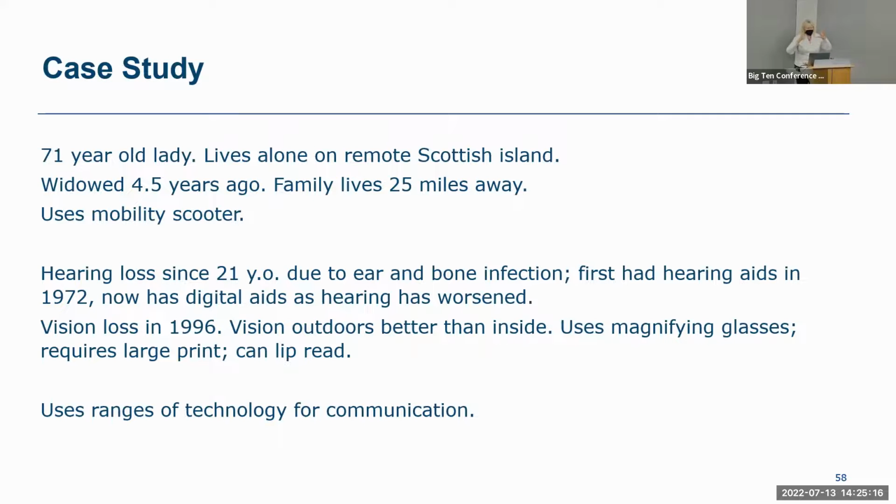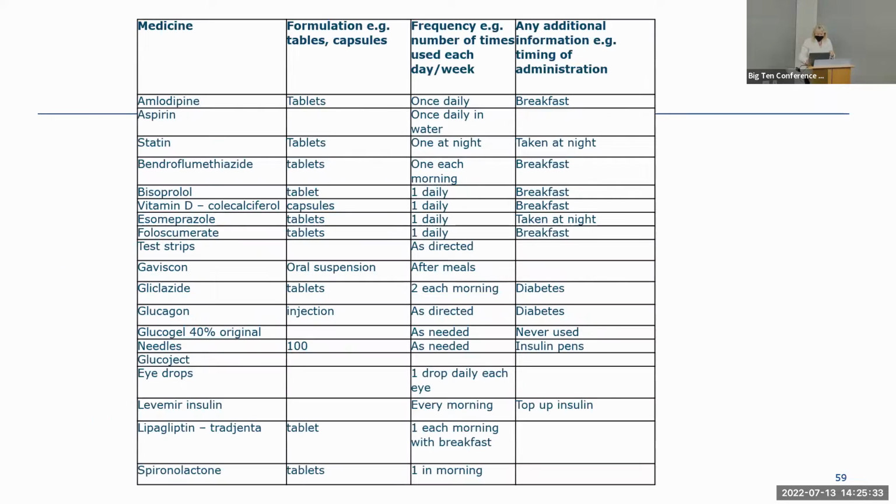She undertook extensive videos to demonstrate how she interacts with her medicines. She did this by waiting for her daughter to come and visit her last summer, and they set up the video and did it themselves. So these are her medicines and her medical devices. A range of formulations, a range of dosing times.